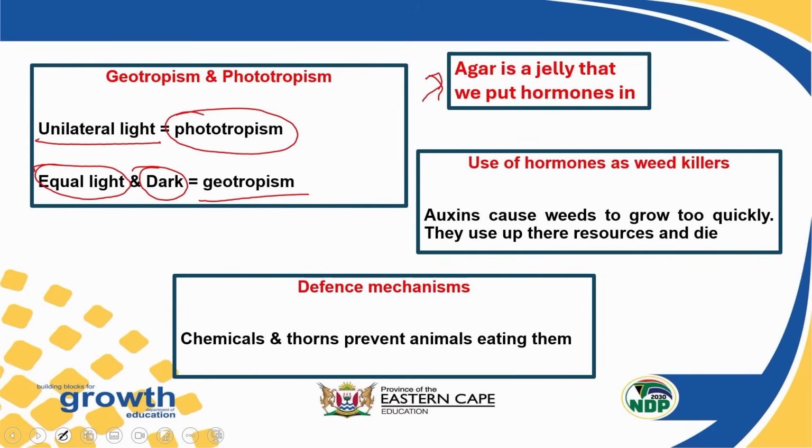Hormones are also used as weed killer, and it's auxins that are used as a weed killer. They kill the broad-leafed weeds by making them grow very quickly. They use up all their resources and then they die. Defense mechanisms, very easy. Don't forget to learn it. It's chemicals and thorns. And why do we need them? To prevent animals eating the plants. That is why plants need them.